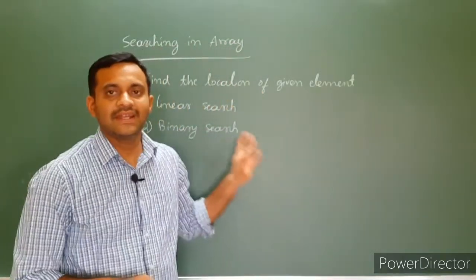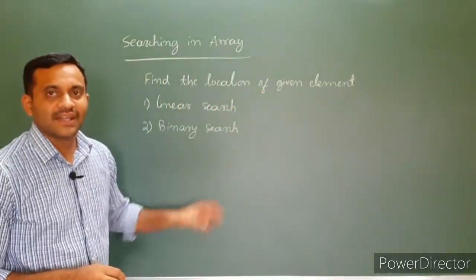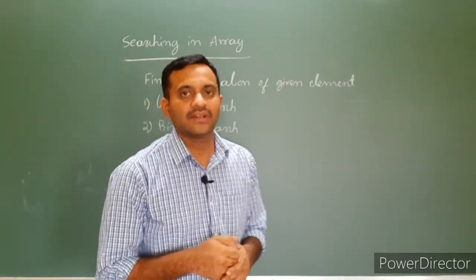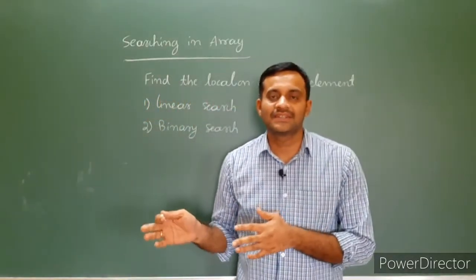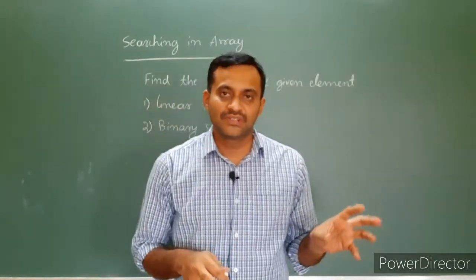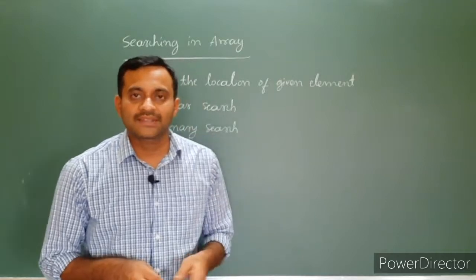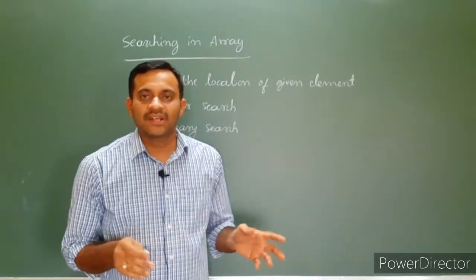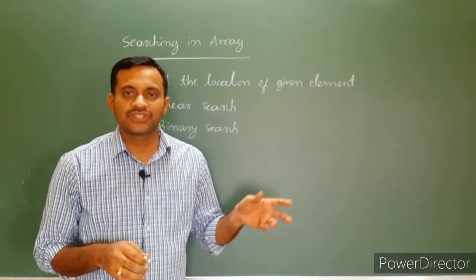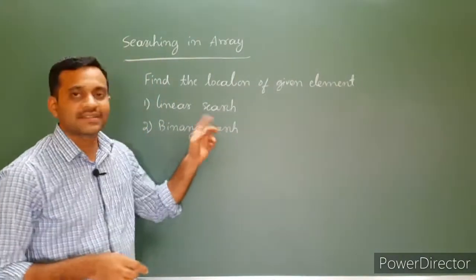The difference between linear search and binary search is, in a linear search we have to access all the elements one by one, compare with the searching element. Starting from 0 to n minus 1 we have to access all the elements. Each element is compared with the searching element. If it is found, we have to return a position. That is in linear search.